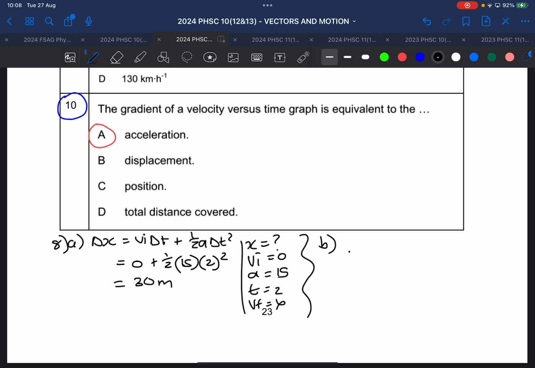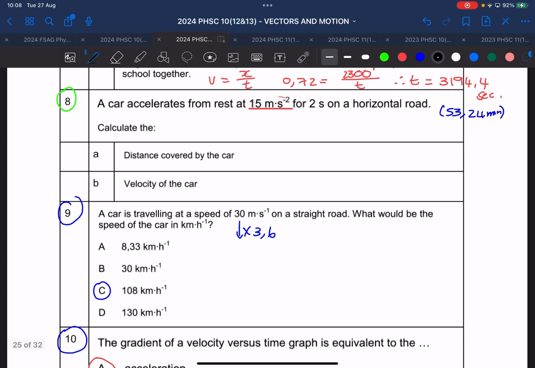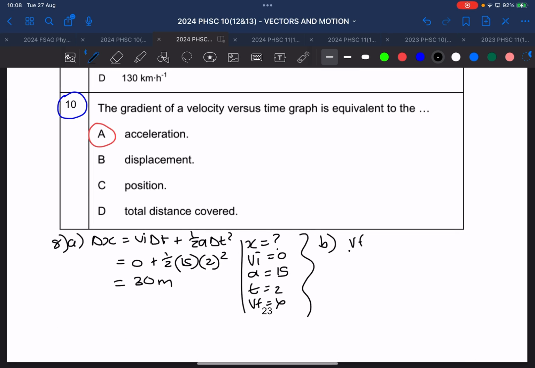Okay. Then at question B, they ask you, I think, the final velocity of the car. So we want final velocity. We have initial plus a delta t. You could have used another formula as well. The initial velocity was 0. The acceleration is 15. The time is 2 seconds. So that gives you 30 meters per second.